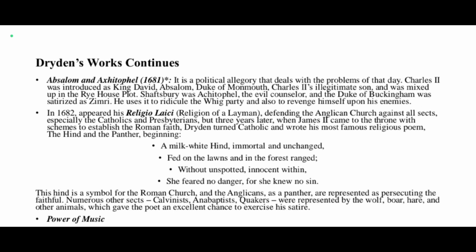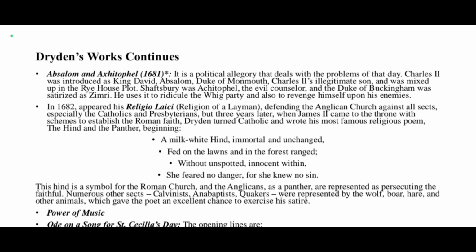Charles II was introduced as King David, Absalom was the Duke of Monmouth, Charles II's illegitimate son, who was mixed up in the Rye House plot. Shaftesbury was Achitophel, the evil counselor, and the Duke of Buckingham was satirized as Zimri. He uses it to ridicule the Whig party and also to take revenge upon his enemies.